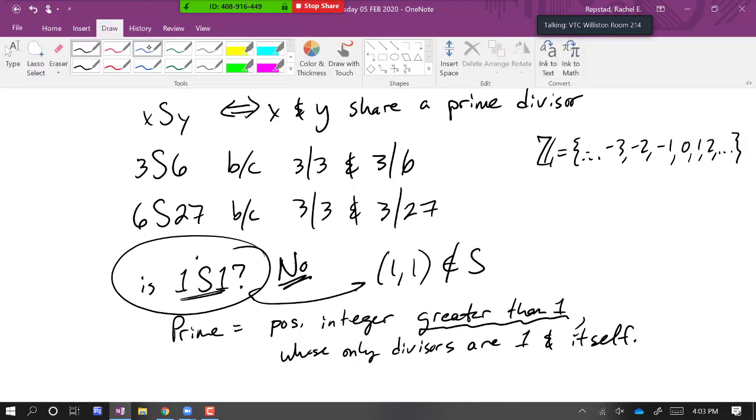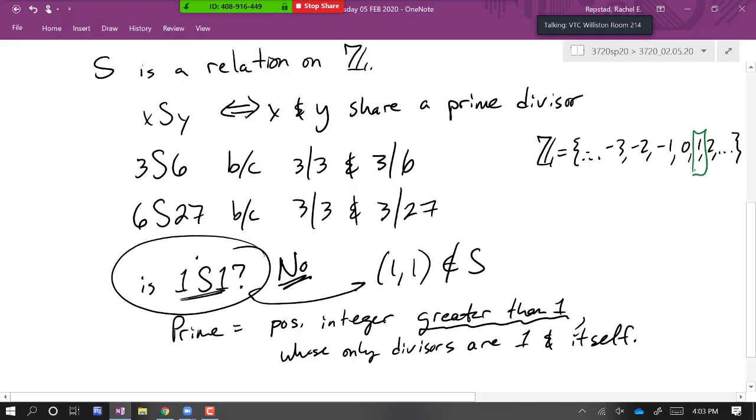It can't be reflexive because 1 is in the original set. Right, 1 is in the set of integers, but the ordered pair (1, 1) is not in the relation. 1 is not related to itself. It has no prime divisors to share with itself. There does not exist a prime P. Okay, I get that part.